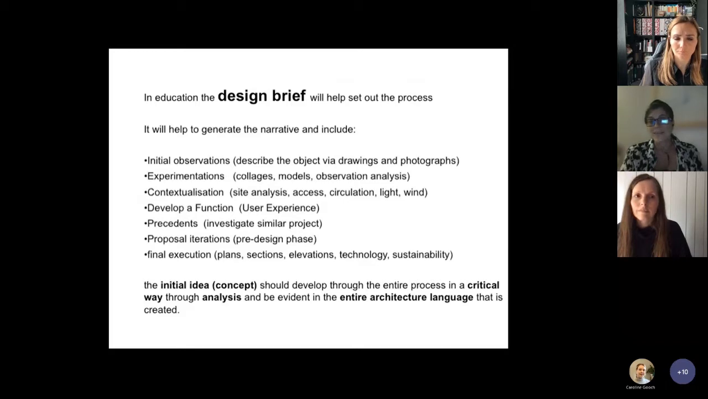We may use precedents. We may investigate similar projects with similar buildings of similar function, or we may look at precedents that resemble the architectural forms we're beginning to develop. Then we will start our proposal iterations, what we call the pre-design phase, where we'll test our ideas on the site and produce a series of options and come up with the best one, the one that we feel most empowers our original idea, before we move into our final drawings, our plans, sections and elevations, and also, within all of that, thinking about everything else, such as materiality, technological systems and sustainability strategy as well.